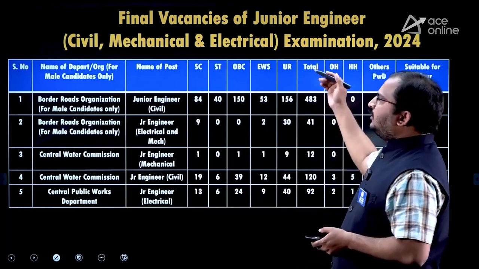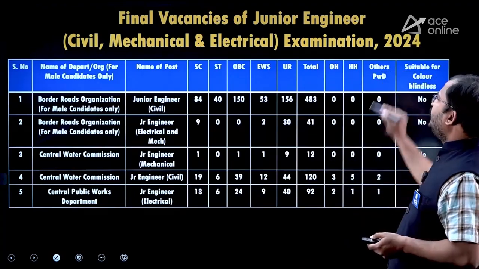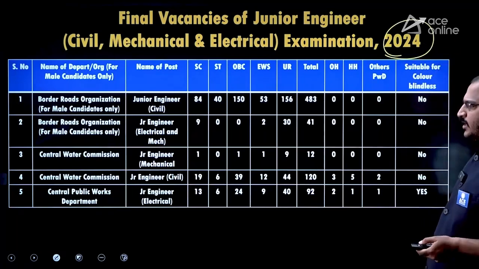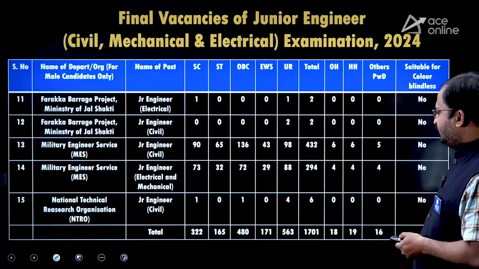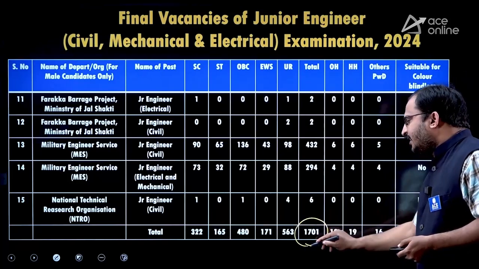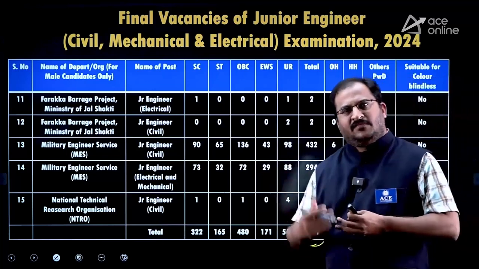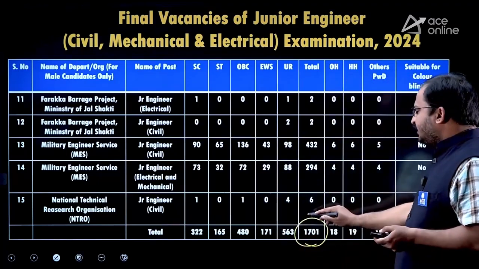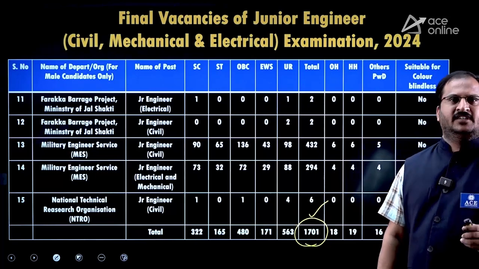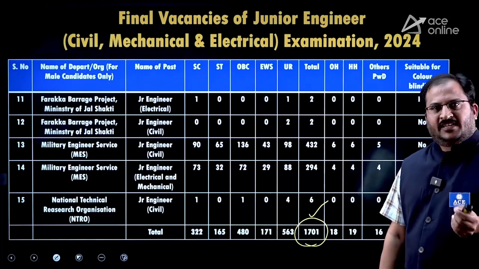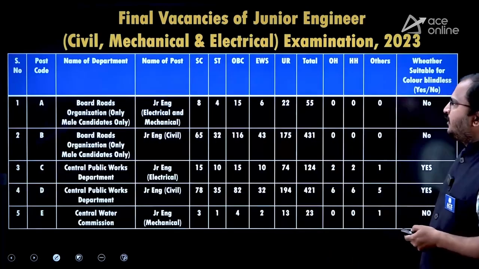Then coming to the last 2 years, the number of vacancies. So here you can see, for the year 2024, the total number of vacancies, if you observe, is 1701, dear students. Total vacancies for civil, electrical and mechanical is 1701. Every year this exam is being conducted, dear students. Only in the pandemic they didn't conduct this exam, but almost every year this SSC-JE is being conducted.